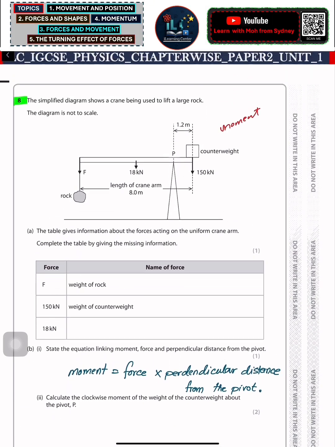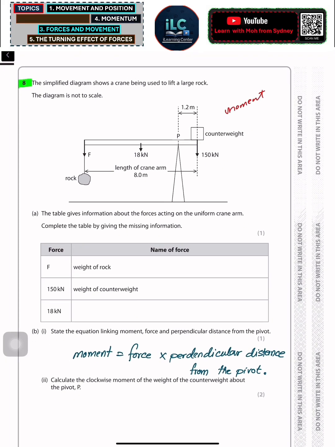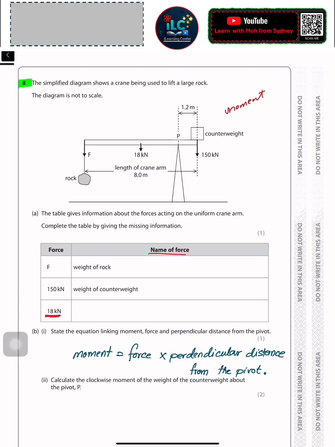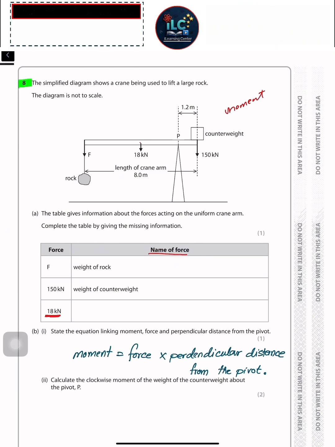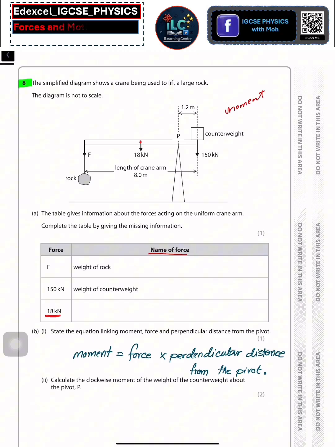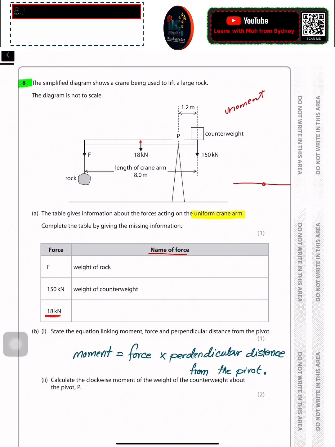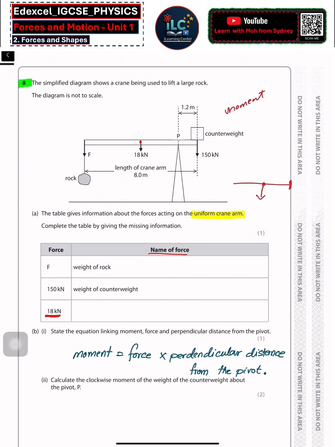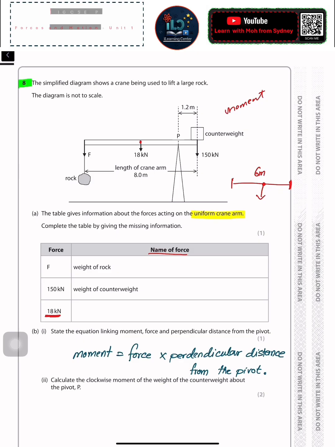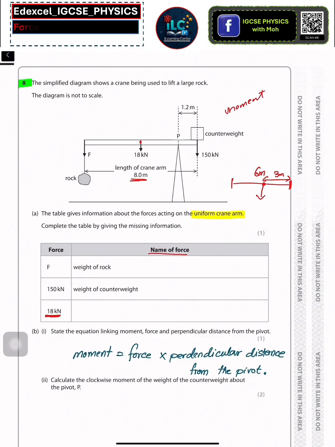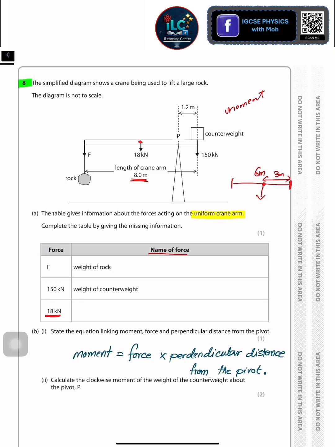If you read the question in your own time, you will see that the diagram is given and they're asking what this 18 Newton force is. So, the name of the force. Another important piece of information in this part was the word uniform. Uniform basically means that the center of gravity, where the whole weight acts, is at the midpoint. If you have a rod that is 6 meters long, the center of gravity is at 3 meters. Here the whole rod is 8 meters, so your center of gravity is at 4. That's why they haven't told you about the distance. They expect you to understand this.